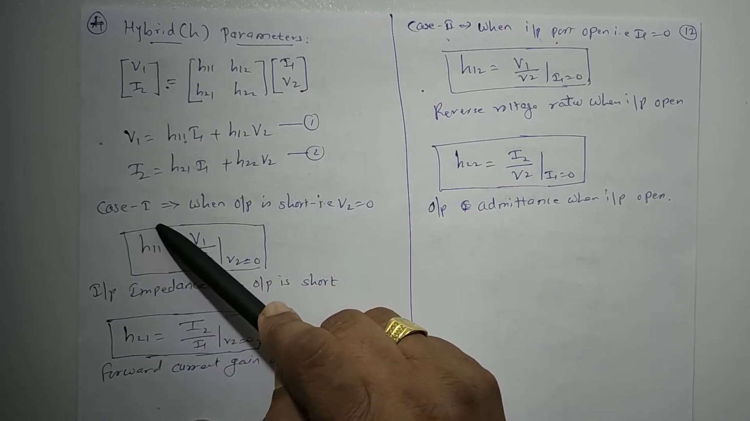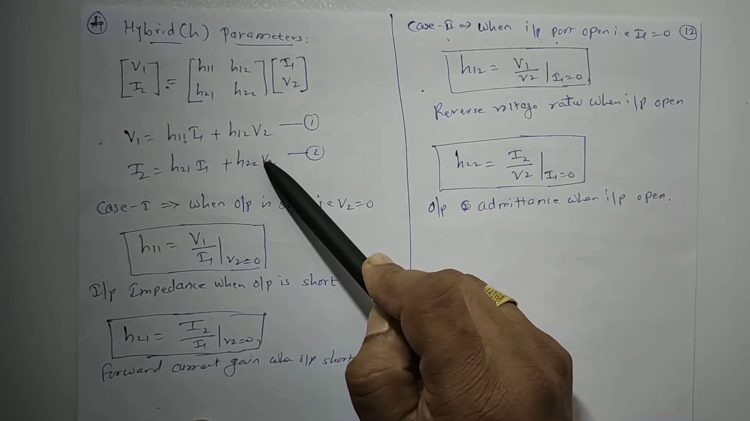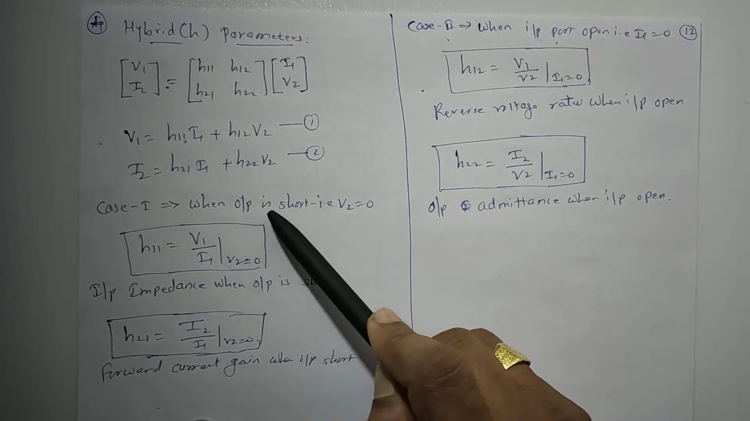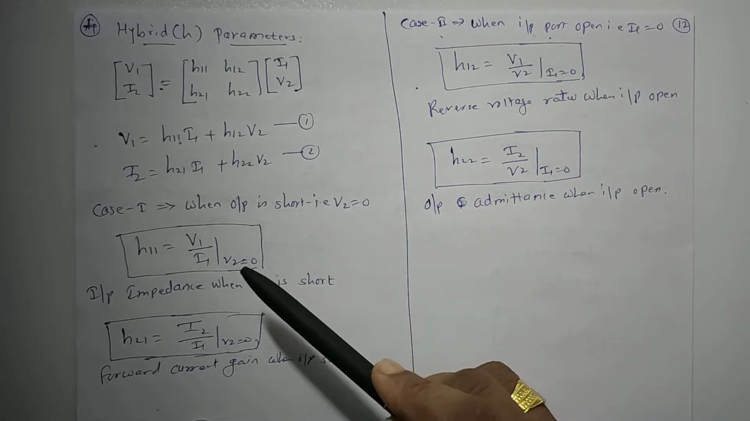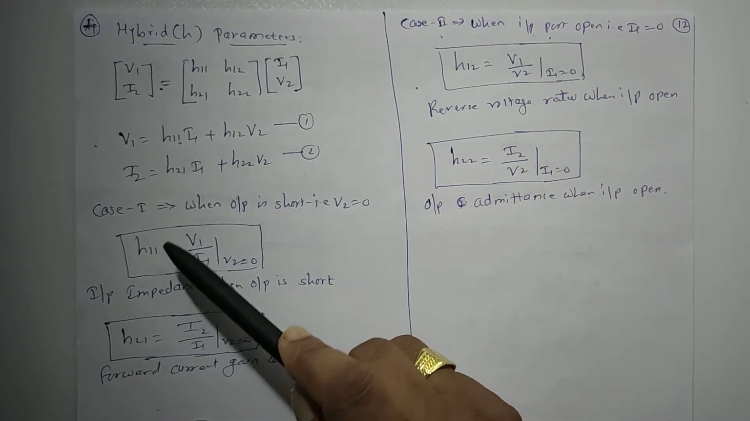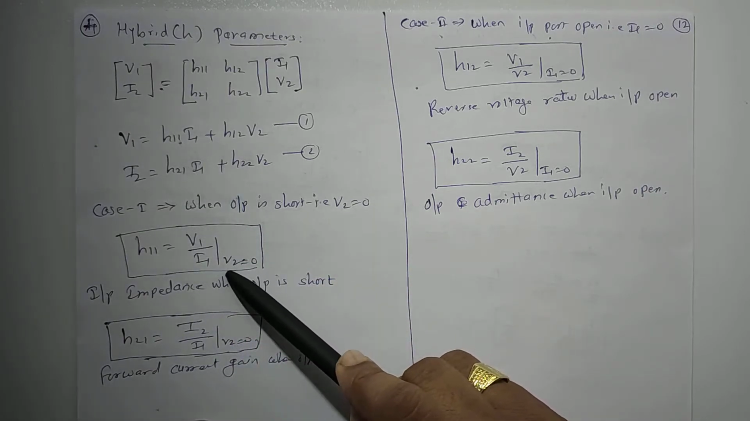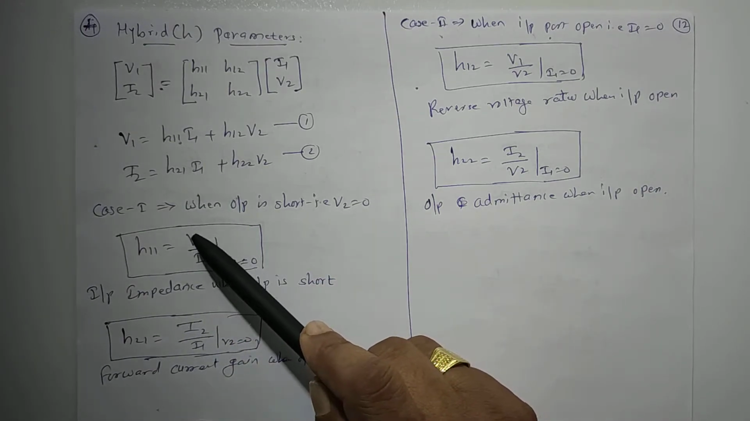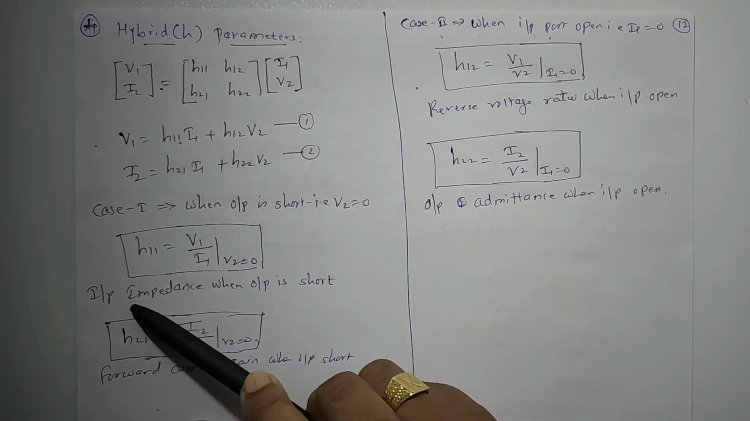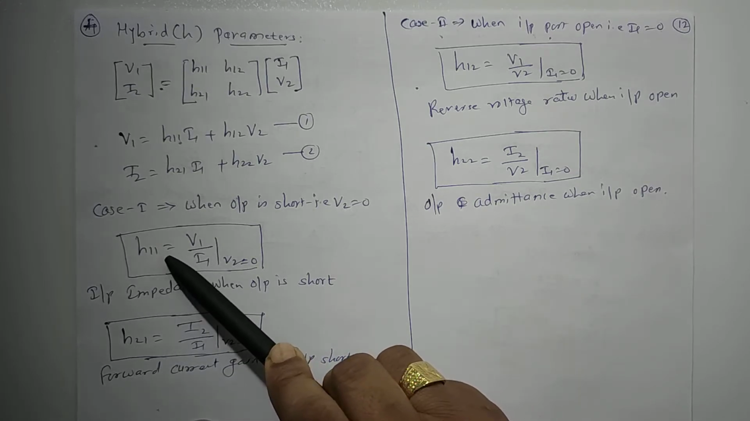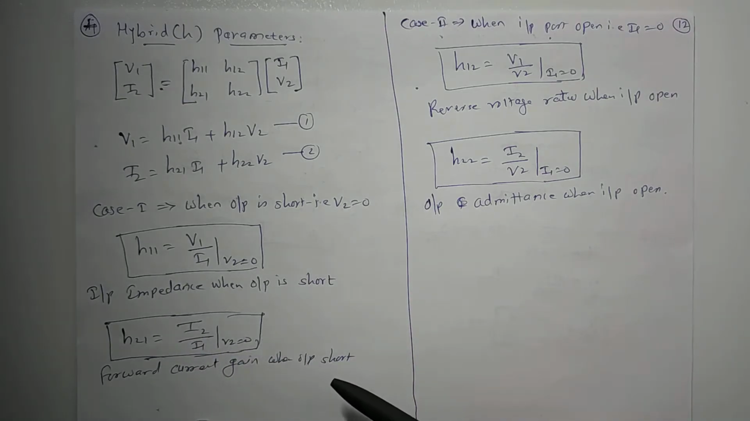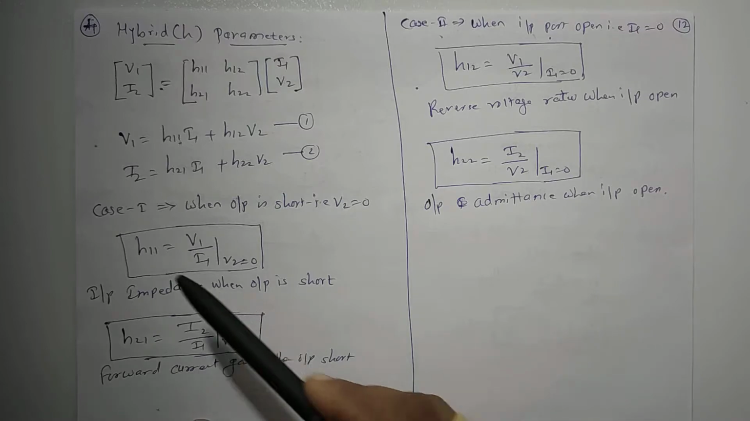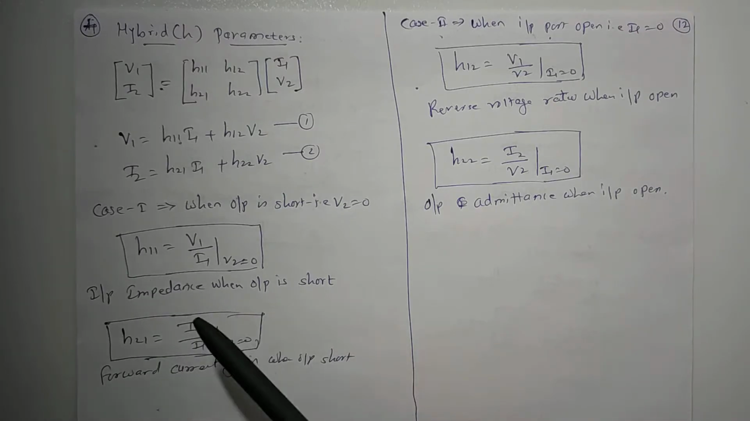So case first, when output port is short circuited. When output port is short circuited, V2 is 0. So when V2 is 0, from equation 1 we are getting H11, and that is V1 upon I1. This is the ratio of input voltage upon input current, therefore it is the input impedance. So H11 is nothing but the input impedance when output port is short circuit. In this way we will define H11. H11 is nothing but input impedance of the two-port network when output is short circuit.